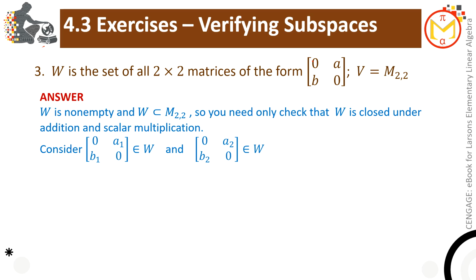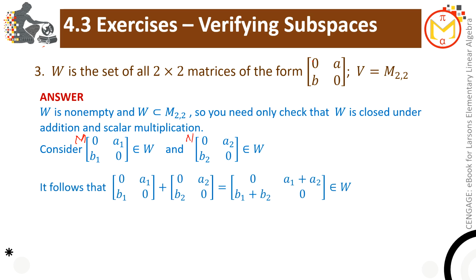When considering this, let's say this is m and this is n. If we add, this is m plus n. If we do add, the diagonal is always 0. Okay, the diagonal is always 0. So it belongs to this form. Okay, it belongs to that form.